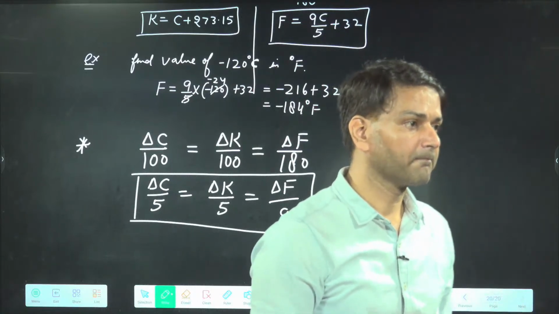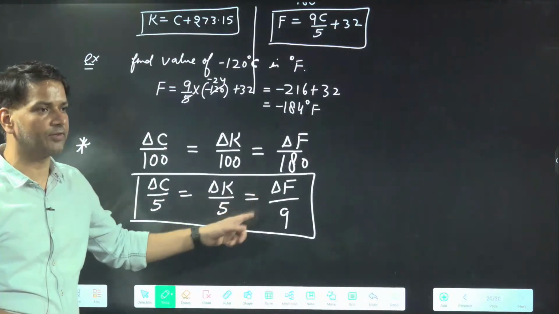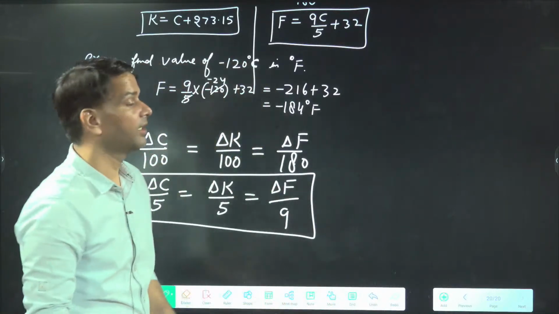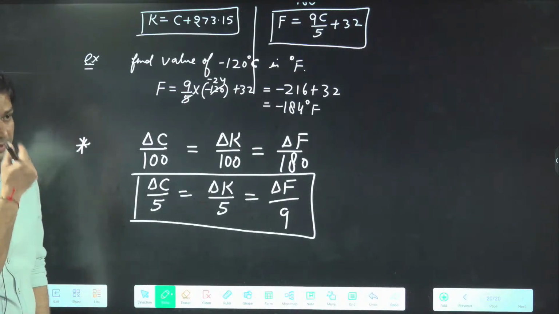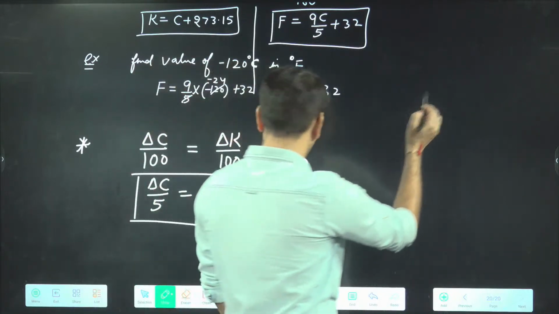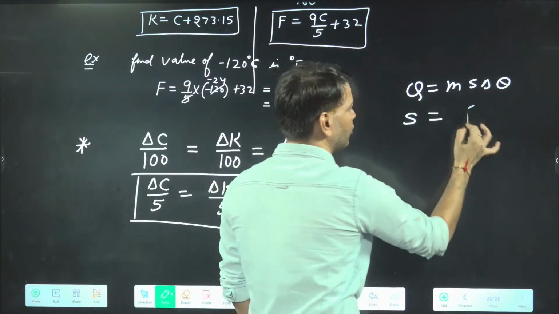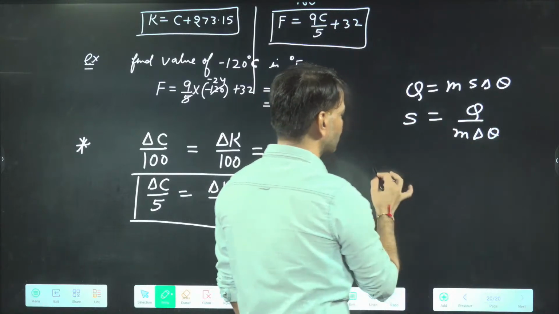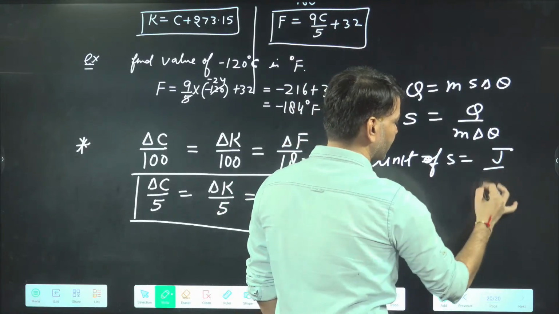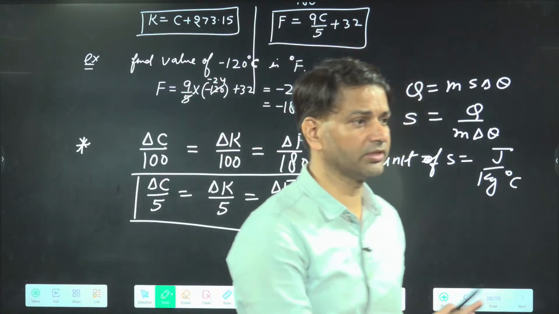Got it or not? And delta F if you want to find, so delta F is equal to what? 9 by 5 delta C. Delta F is equal to 9 by 5 delta C. Okay. Got it? So where can we use this? Everybody knows the heat formula, Q is equal to ms delta theta. So S we can say Q by m delta theta. Suppose the unit of S I am writing is joule per kg degree C.